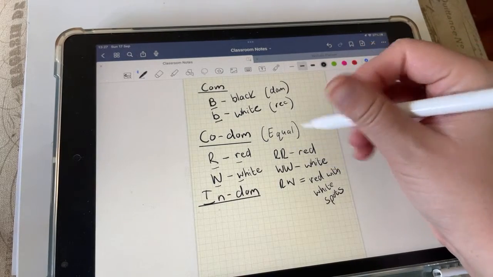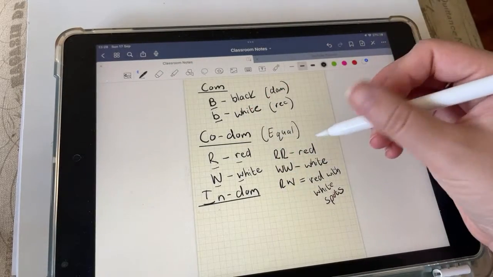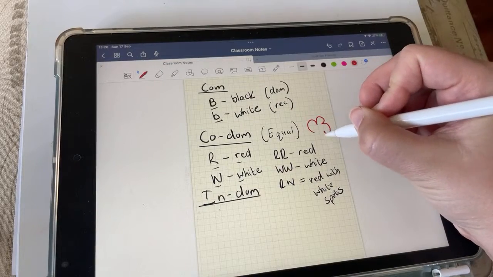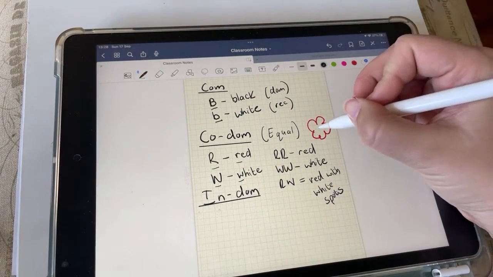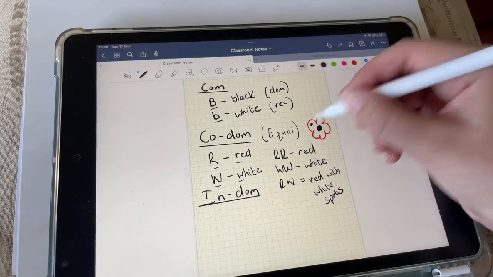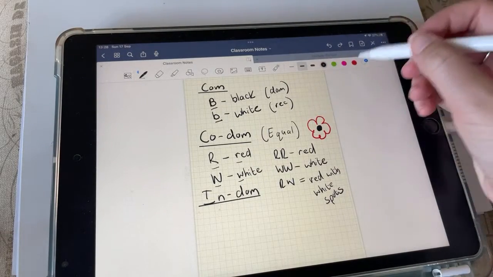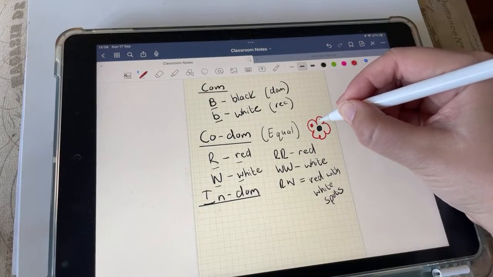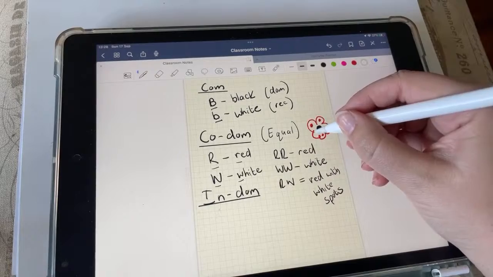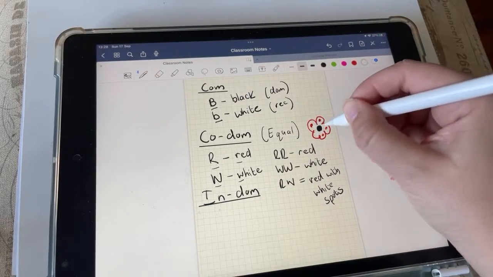So this is codominance where they're equally dominant. So it literally means we could have a red flower, and on that red flower, yes, there are red spots, but there also could be white spots. I know you can't see the white so clearly on here now.